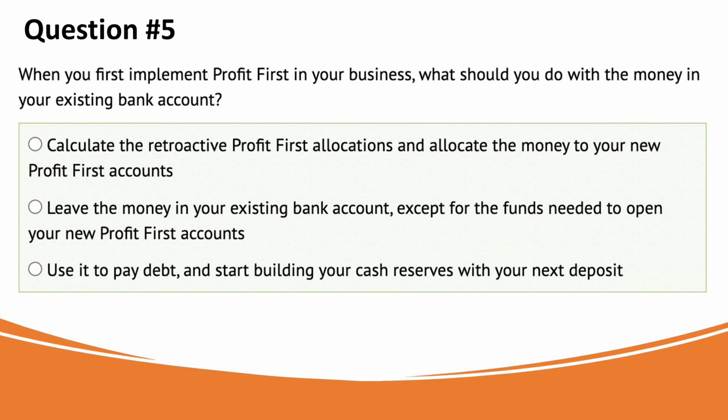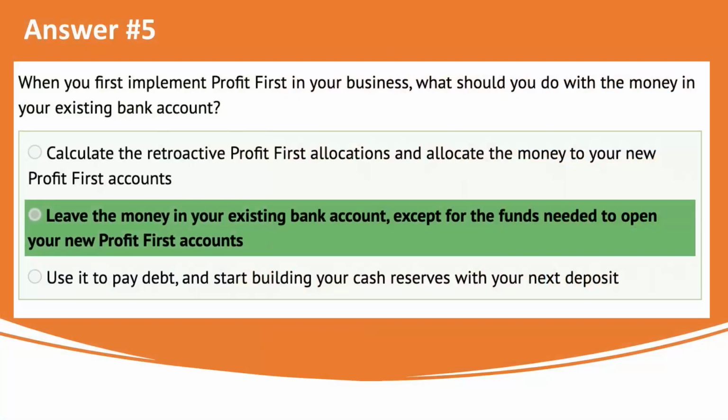What do you do with that money in your existing bank account? Do you, A, calculate the retroactive Profit First allocations and allocate the money to your new Profit First accounts? Do you, B, leave the money in your existing bank account except for the funds needed to open your new Profit First accounts? Or do you, C, use it to pay debt and start building your cash reserves with your next deposit? And that answer is B.